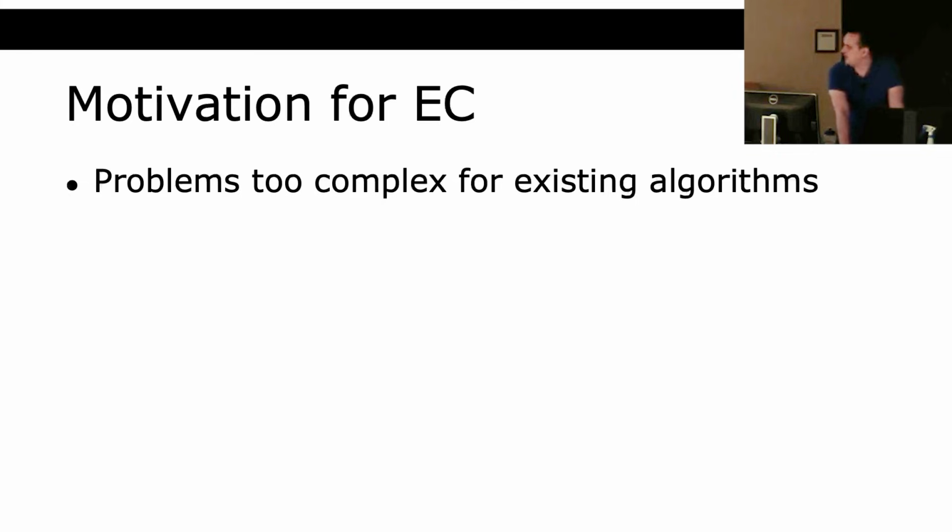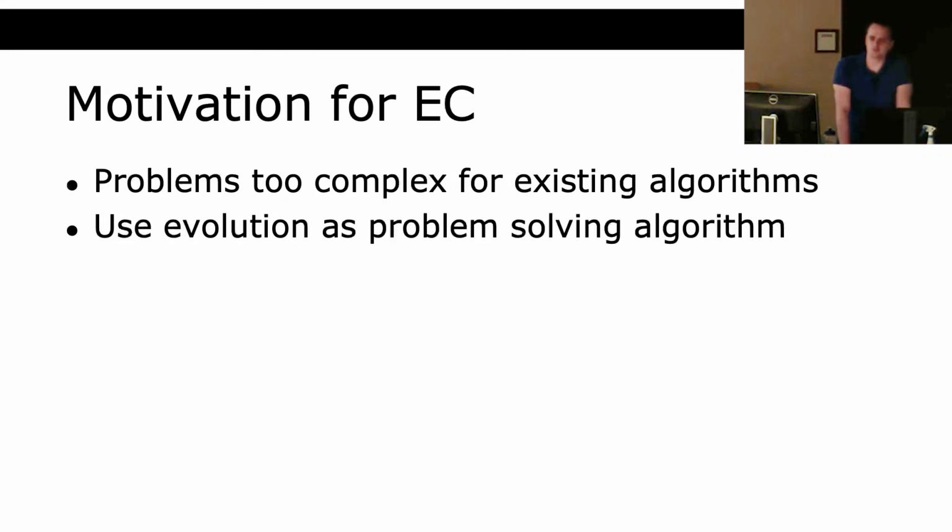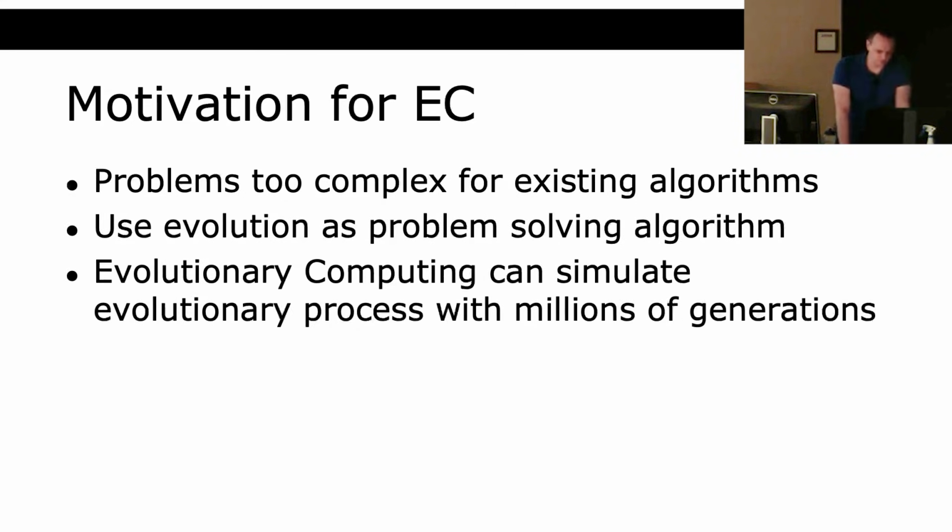And so when these evolutionary algorithms were being invented, essentially there was a need to solve these more and more complex problems. And so someone said, let me try evolution. And evolutionary computing can simulate the evolutionary process with millions and millions of generations, right? So we don't need to wait millions of years to get the same result. We can do this in seconds or milliseconds if we're fast enough.